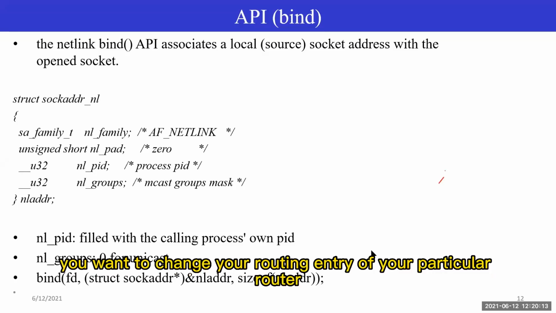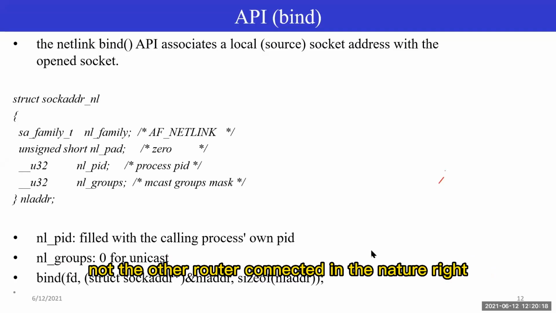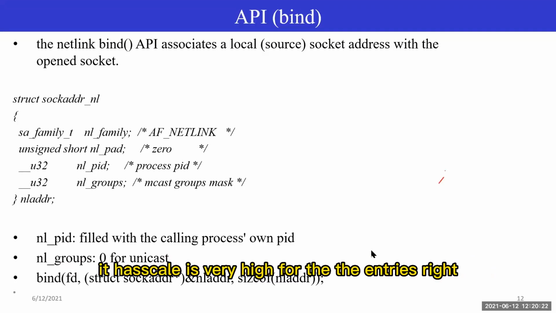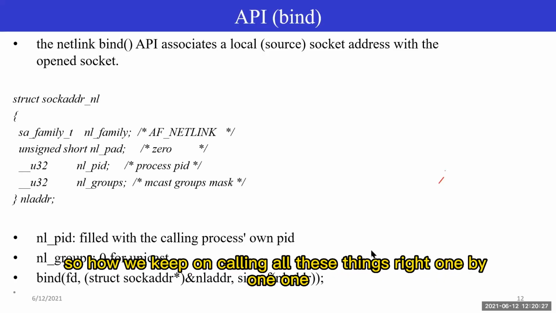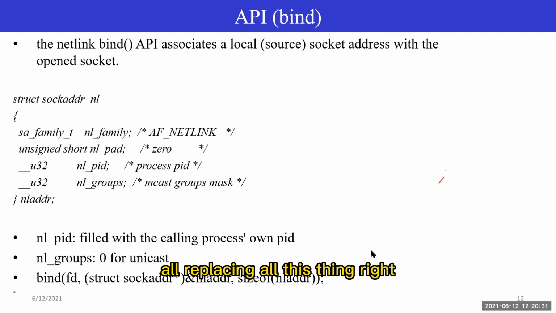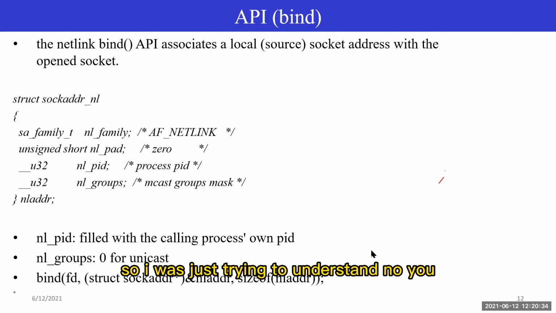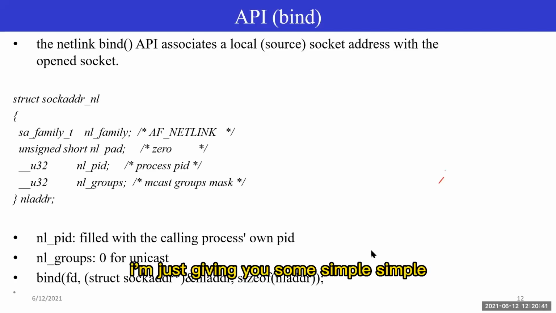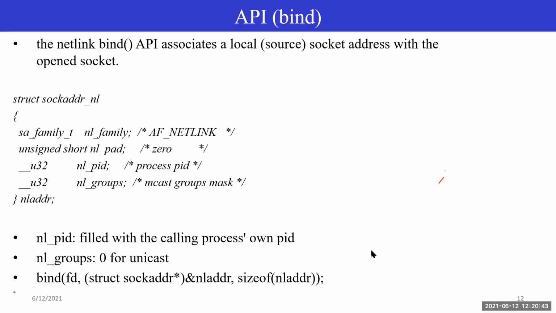So you want to change the routing entries of your particular router, not the other routers connected in the network, right? No, but since it is a router, the scale is very high for the entries. So how do we keep on calling all these things one by one, replacing all of them? I was just trying to understand. No, you are mixing up many things here. Okay. Let me give you a simple statement so that you can easily understand.